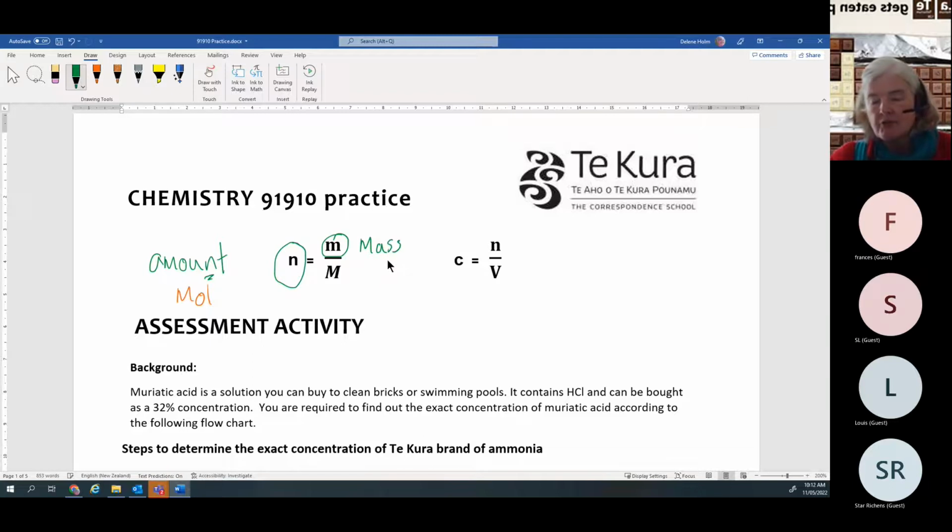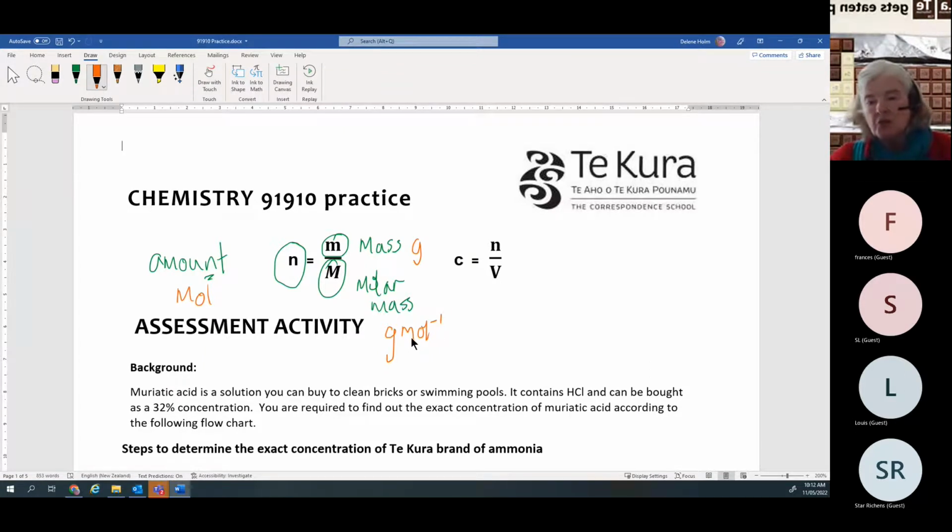What is the unit for mass? Gram. Great. And then we have this big M, which is molar mass, or the mass of 1 mole. And what is the unit for molar mass? So it's gram per mole. So you can either say G MOL to the -1.